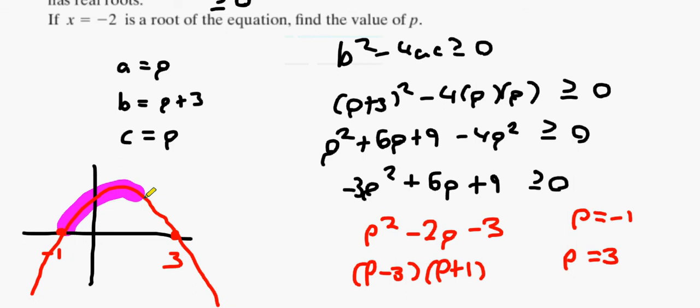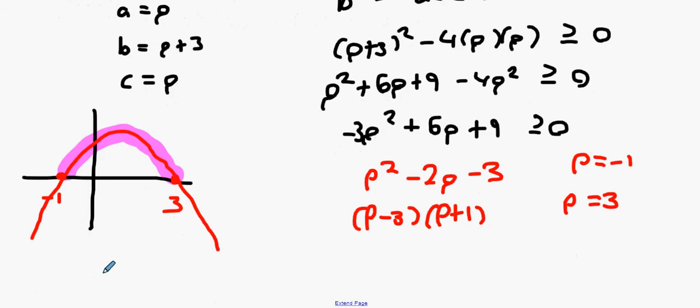We want the pink region, don't we? So what would the answer be? Has to be bigger than 0, so what's the answer? In inequality terms, minus 1 is smaller than or equal to P smaller than or equal to 3.